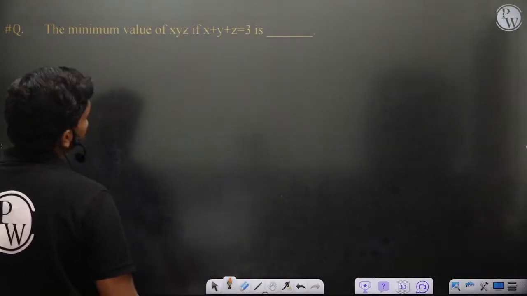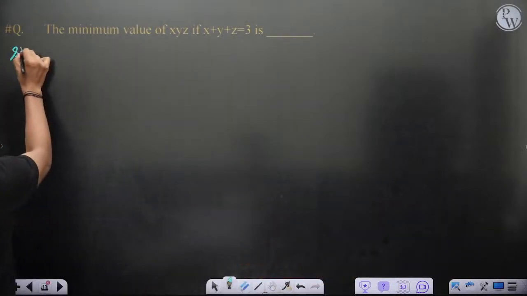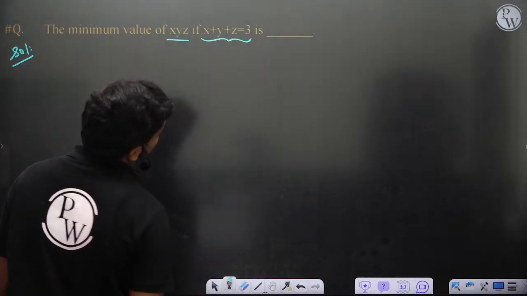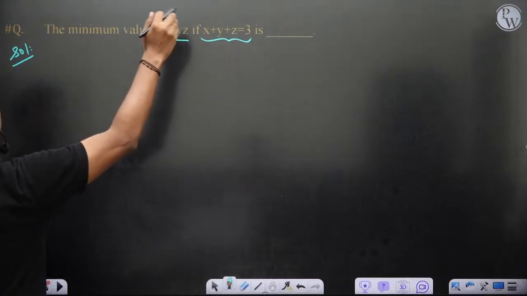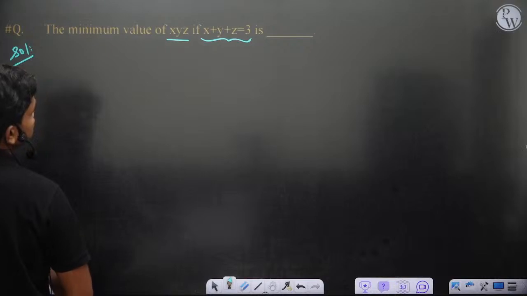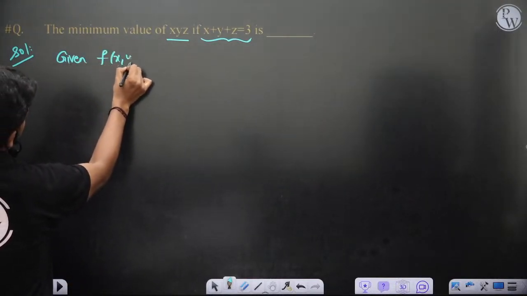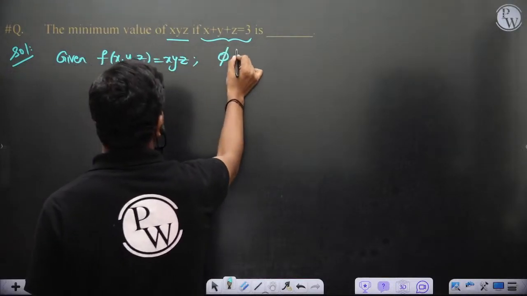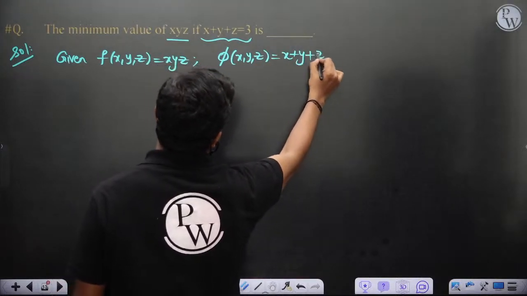Let's see the minimum value of xyz if x plus y plus z is equal to 3. Let's solve this. So again we have the function to optimize and also this constraint. Given f of x, y, z equal to xyz and phi the function x plus y plus z equal to, or minus, 3.